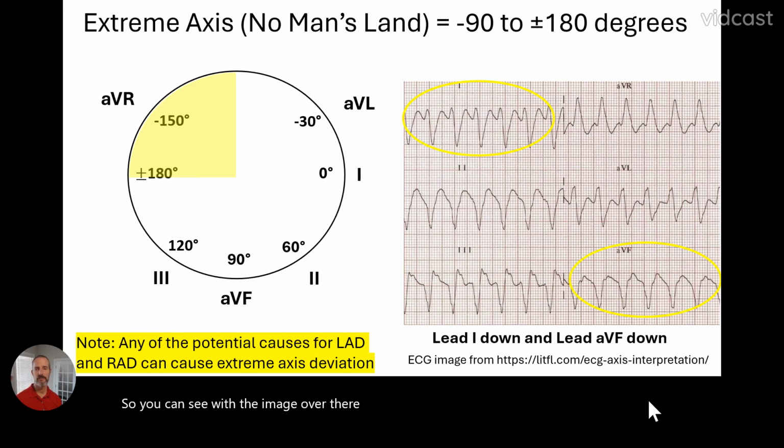You see this sometimes with ventricular tachycardia, and if you look at AVR in this one, you can see how AVR is upright. AVR being up is a way that you can confirm that the person has extreme axis deviation. You see this often with ventricular tachycardia because the rhythm is originating in the ventricles and going up towards that right shoulder, in the opposite direction that we would expect.